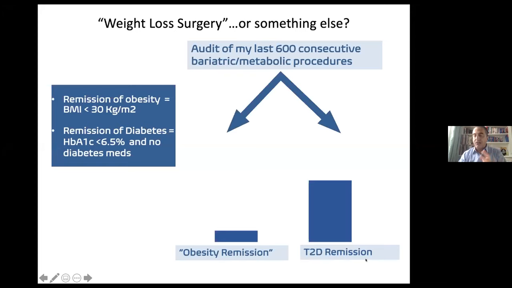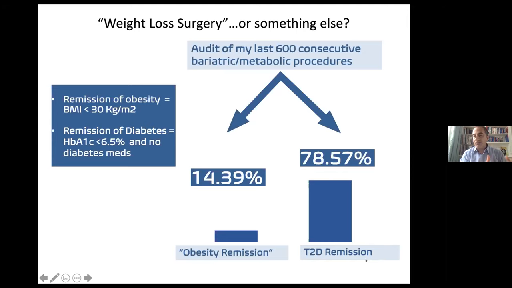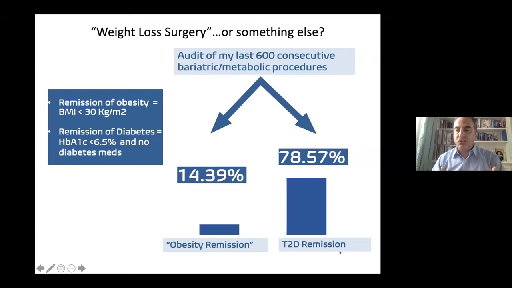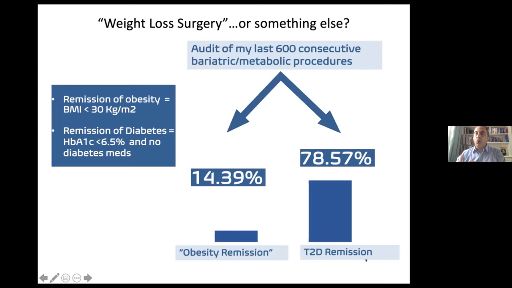So here are the same types of operations. They can induce remission of diabetes in almost 80% of cases, but only in 14% of cases do they induce remission of obesity, if you consider obesity as it's defined today. Now, why am I saying this? Because obviously, here is a basic observation: there is a set of procedures that are extraordinarily effective at inducing weight loss, which is absolutely beneficial, but they're even more effective at treating diabetes. So if we call these operations bariatric or weight loss surgery, why should we not call them something else?